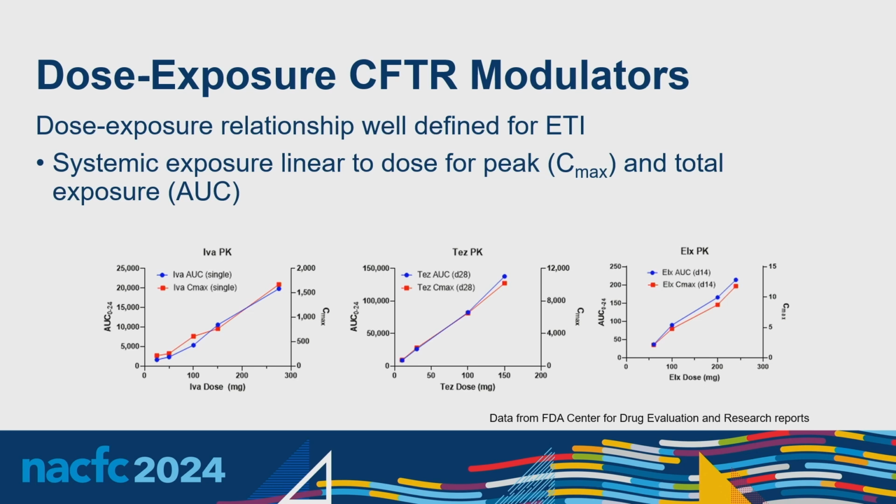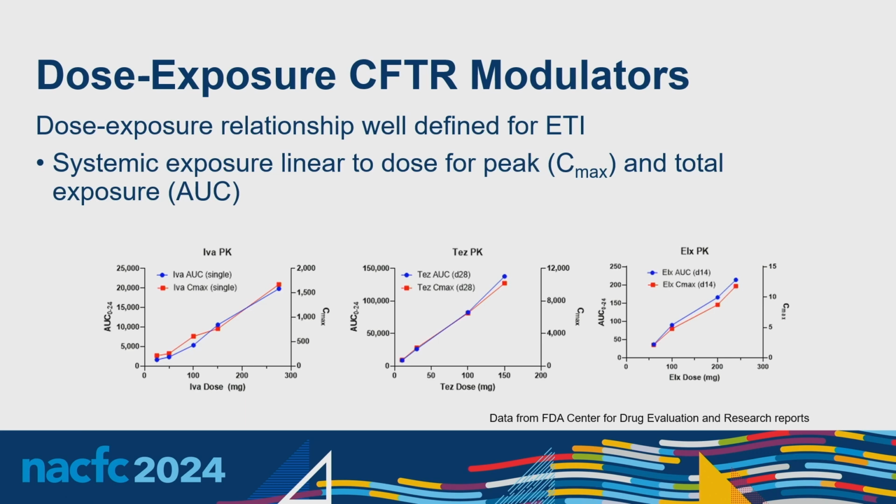So each of these, this is the dose exposure for each of the drugs. Now, they're from 3 separate documents. This is from the ivacaftor monotherapy, the tezacaftor with ivacaftor, and then the elexacaftor is with all 3 drugs. And you can see there's actually a pretty close relationship, as one would hope and expect, between dose and either AUC or Cmax.